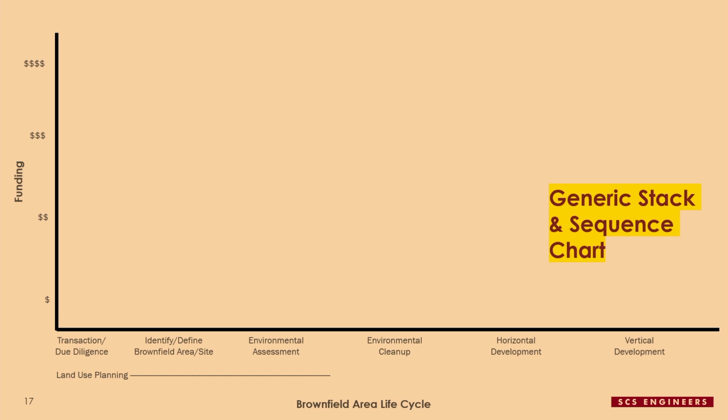And then on the bottom, again, is my really simplified take on the life cycle of a brownfield project or a brownfield area. It starts from, a lot of times, due diligence on a project or a municipality identifying an area of blight that might have brownfields in it. Starts on the left, and you work your way through the process, right? There's environmental assessment. You figure out what's there, how big the problem is. There's environmental cleanup. We roll that into horizontal development, and we roll that into vertical development.